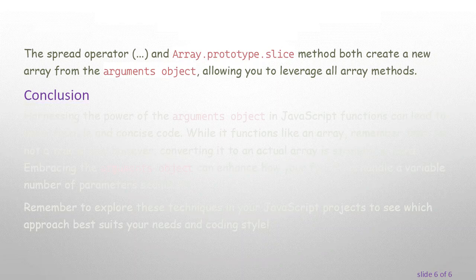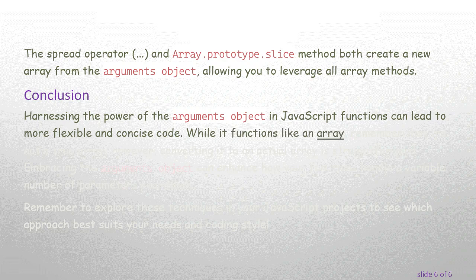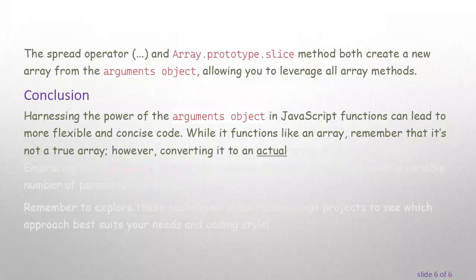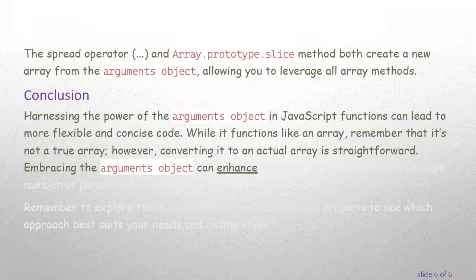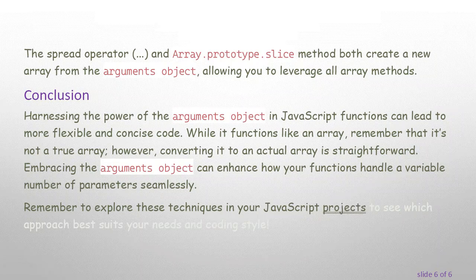Conclusion: harnessing the power of the arguments object in JavaScript functions can lead to more flexible and concise code. While it functions like an array, remember that it's not a true array. However, converting it to an actual array is straightforward. Embracing the arguments object can enhance how your functions handle a variable number of parameters seamlessly. Remember to explore these techniques in your JavaScript projects to see which approach best suits your needs and coding style.